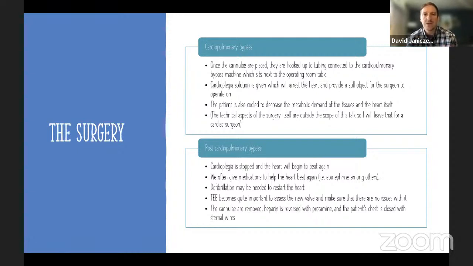The more technical aspects of the surgery, I would leave to a cardiac surgeon. I don't want to step on their toes. But this is kind of the basics. And then we move on to the post-bypass period.